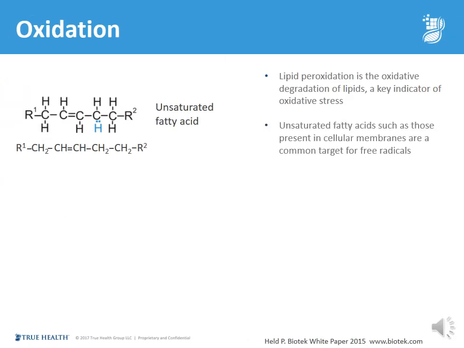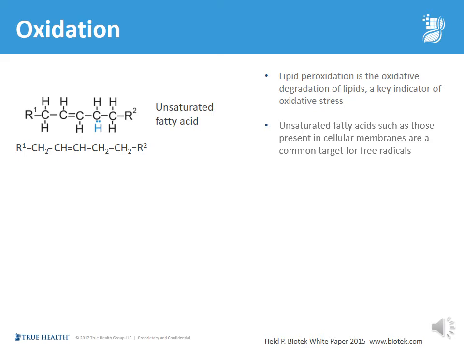Let's take a close-up look at how oxidative processes might occur to one of the fatty acids that's part of a phospholipid on a cell membrane. So lipid peroxidation is a term that simply means oxidative degradation of lipids, and it's one of the many indicators that oxidative stress is going on in an afflicted human.